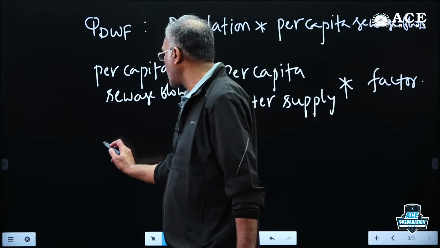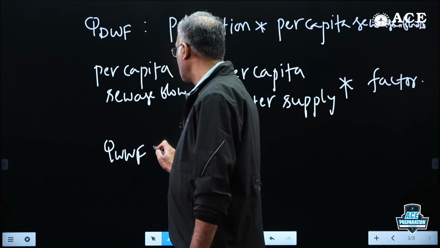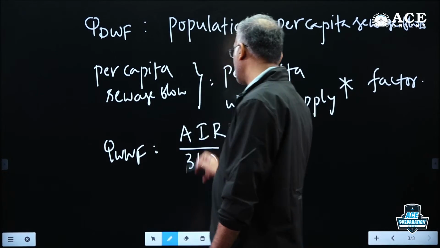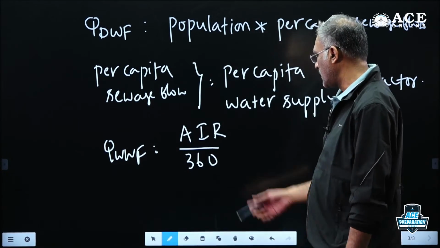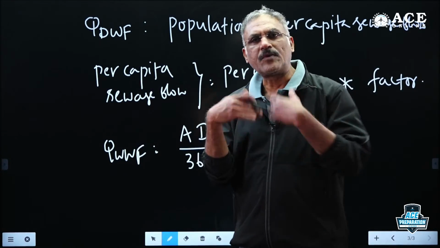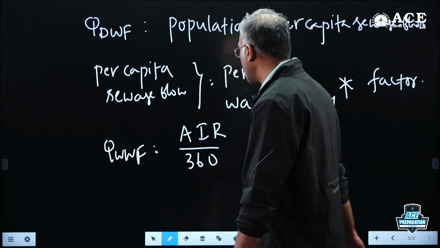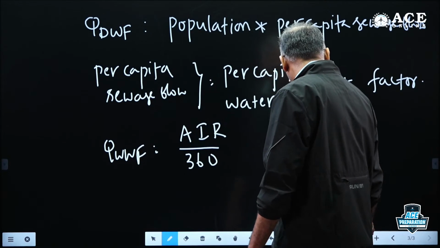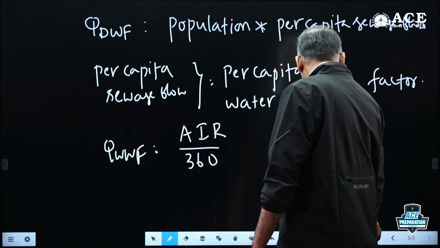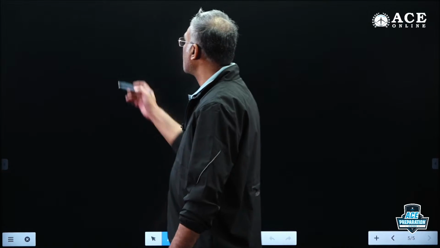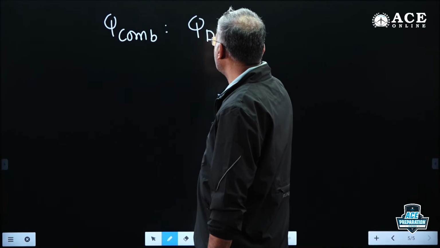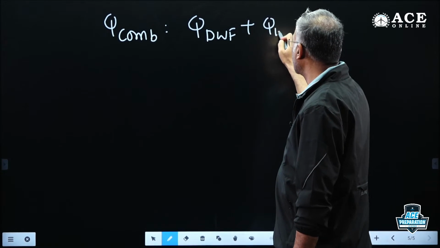Wet weather flow estimation we carry out by the rational formula. Q wet weather flow is equal to AIR by 360, where A is the catchment area, I is the impermeability constant, and R is the rainfall intensity. This is coupled with the sewer design. Sewer design means we design the sewerage system: combined system, separate system, partially combined and partially separate system. In a combined system, we design for combined discharge, which is Q dry weather flow plus Q wet weather flow.